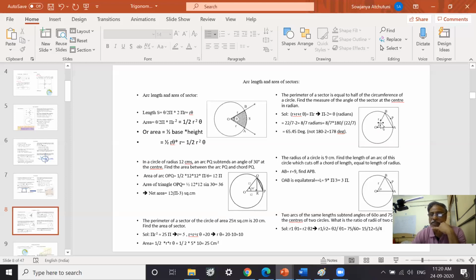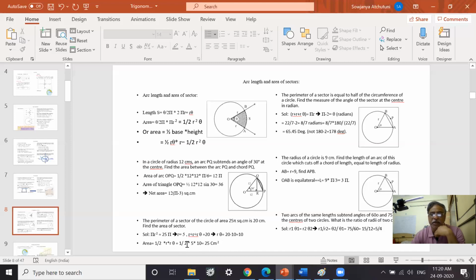Perimeter of a sector means r plus the arc plus r. So the perimeter is r plus r plus r theta. This is 20. So we get r theta is 10. From here we got r is 5, and r theta is 10. So the area is half r square theta. So we got the sector area.